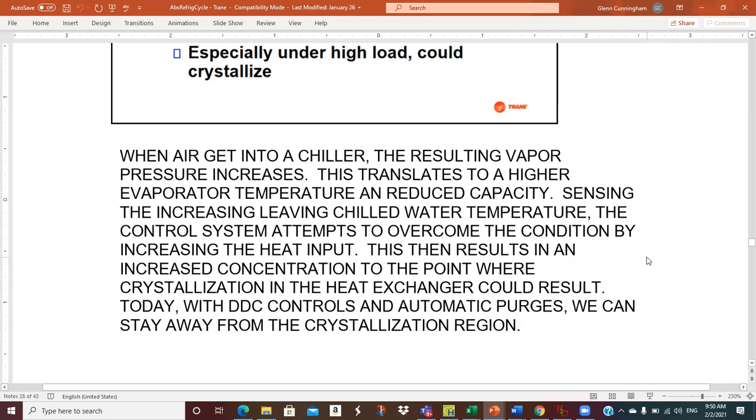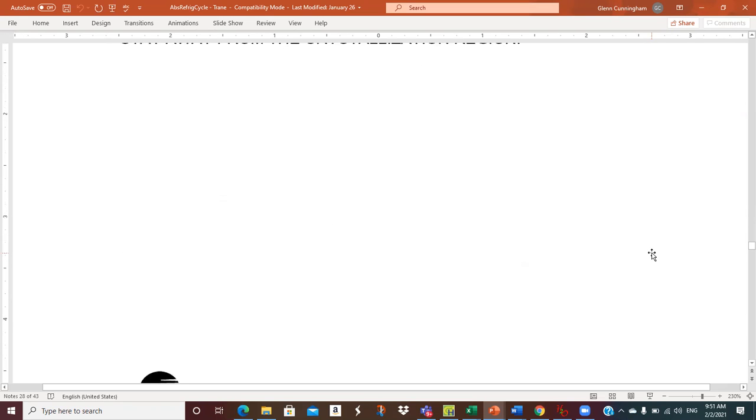Today, with DDC controls and automatic purges, we can stay away from the crystallization region. These machines today can sense when these air leaks occur and pressure starts going up, and they have automatic purge units that can pull the air back out of the machine. They can even call you on the phone with a recorded message, where you call your favorite chiller technician and say, hey, I got an air leak, come fix me, that sort of thing. And you can monitor the runtime on the purge to give you an idea if you're developing a problem. So that's air leaks.